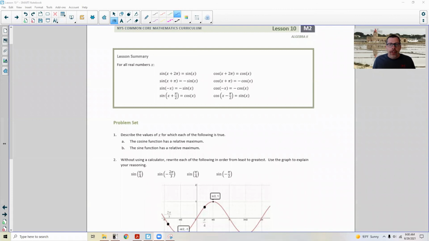All right, we're finally done. Page 10 brings us to the end of lesson 10 and the end of this topic in module 2. Review the lesson summary, and I'm being serious about this. You need to know these identities. It just makes things much easier from this point forward. Now go do your problem set.